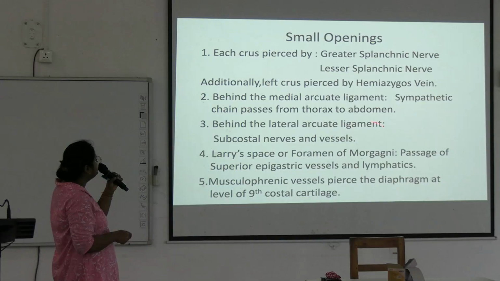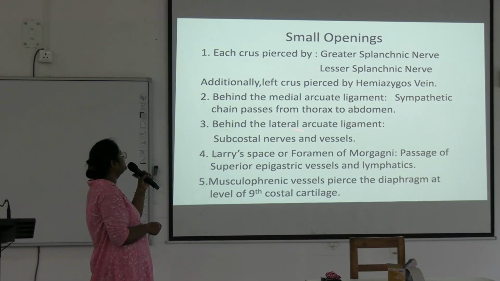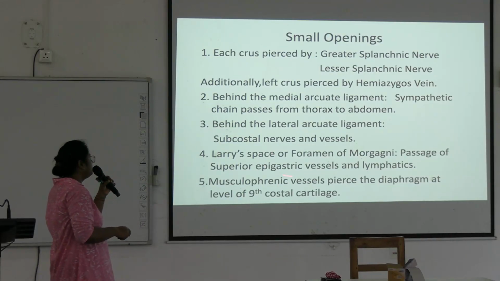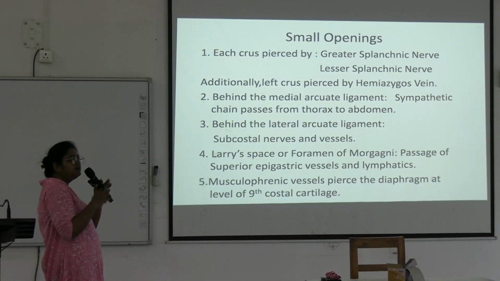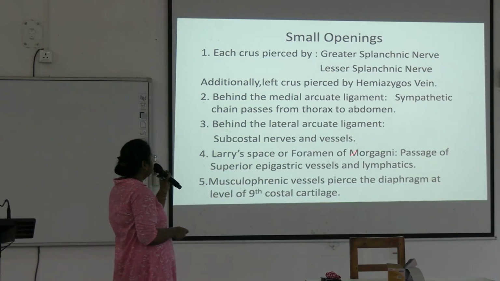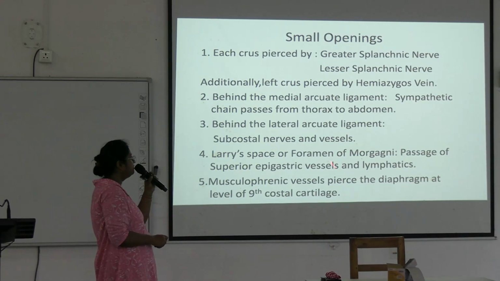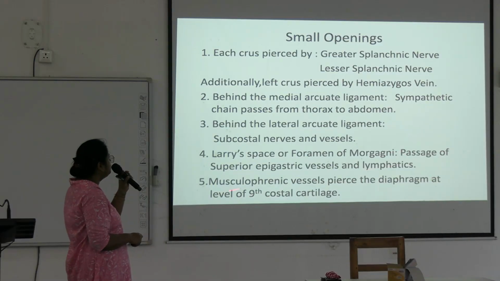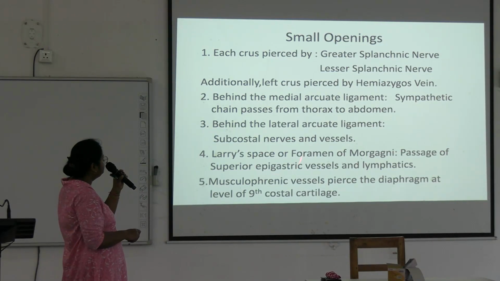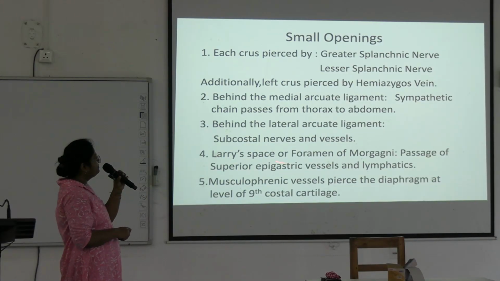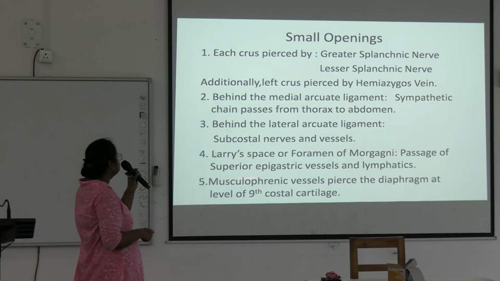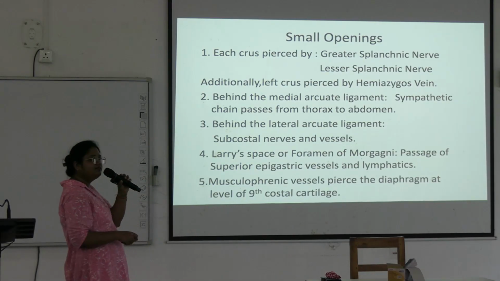Next, behind the lateral arcuate ligament pass the subcostal nerve and subcostal vessels. And Larrey's space or foramen of Morgagni is in front near the sternum, the parasternal region. So through Larrey's space or foramen of Morgagni pass the superior epigastric vessels and some lymphatics. This is very frequently asked: spaces of Larrey or foramen of Morgagni and the structures passing through it. Okay. Superior epigastric vessels and lymphatics.